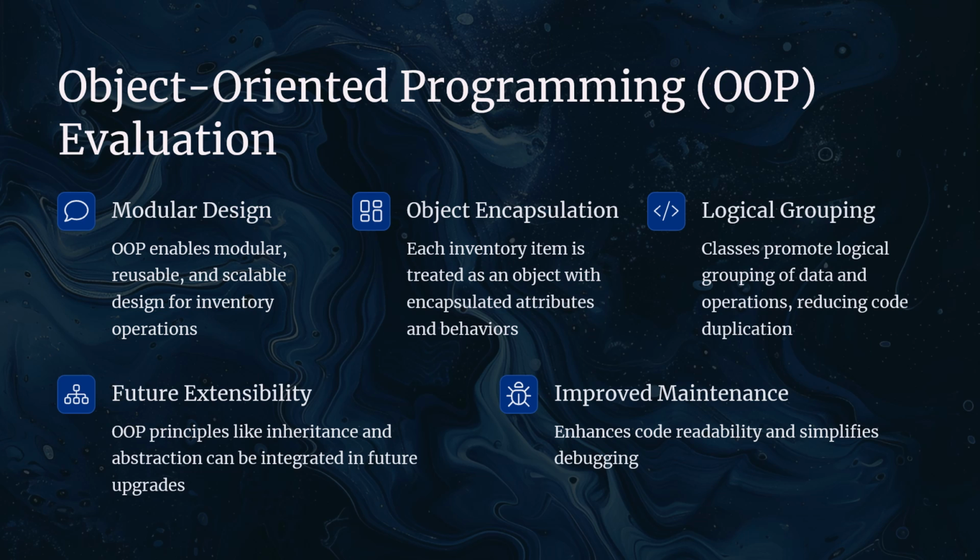Object-oriented programming, OOPS evolution. This consists of mainly five parts: modular design, object encapsulation, logical grouping, future expandability, improved maintenance. OOPS enables modular, reusable, and scalable design for inventory operations. Each inventory item is treated as an object with encapsulated attributes and behaviors. Classes promote logical grouping of data and operations, reducing code duplication. OOPS principles like inheritance and abstraction can be integrated in future upgrades, enhancing code readability and simplifying debugging.